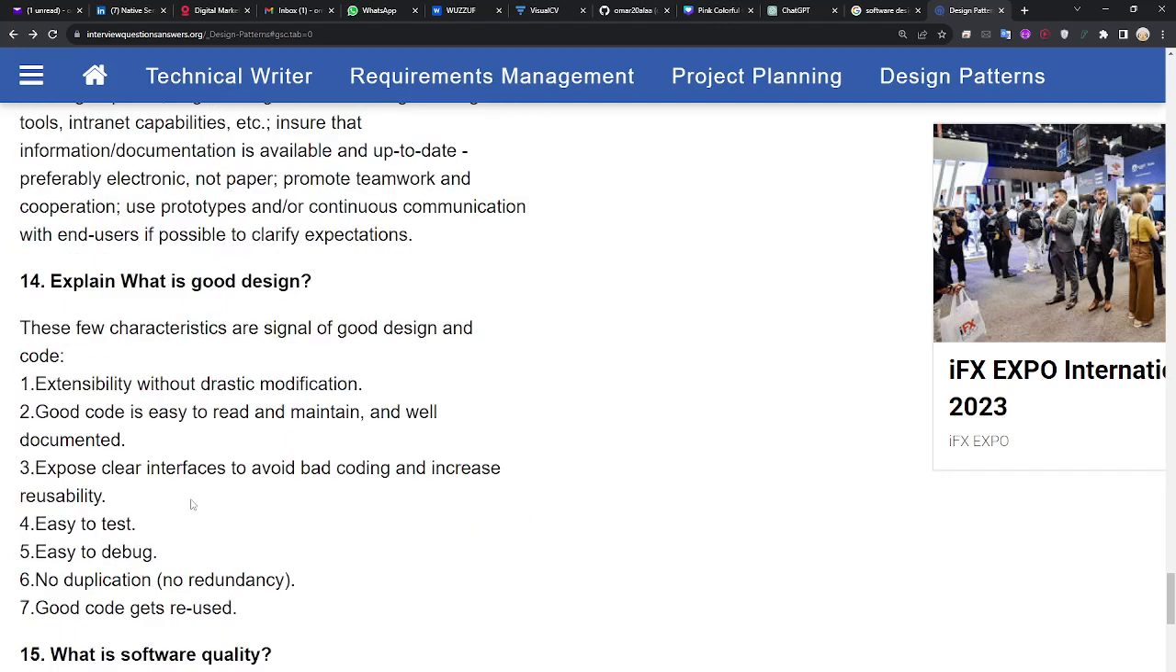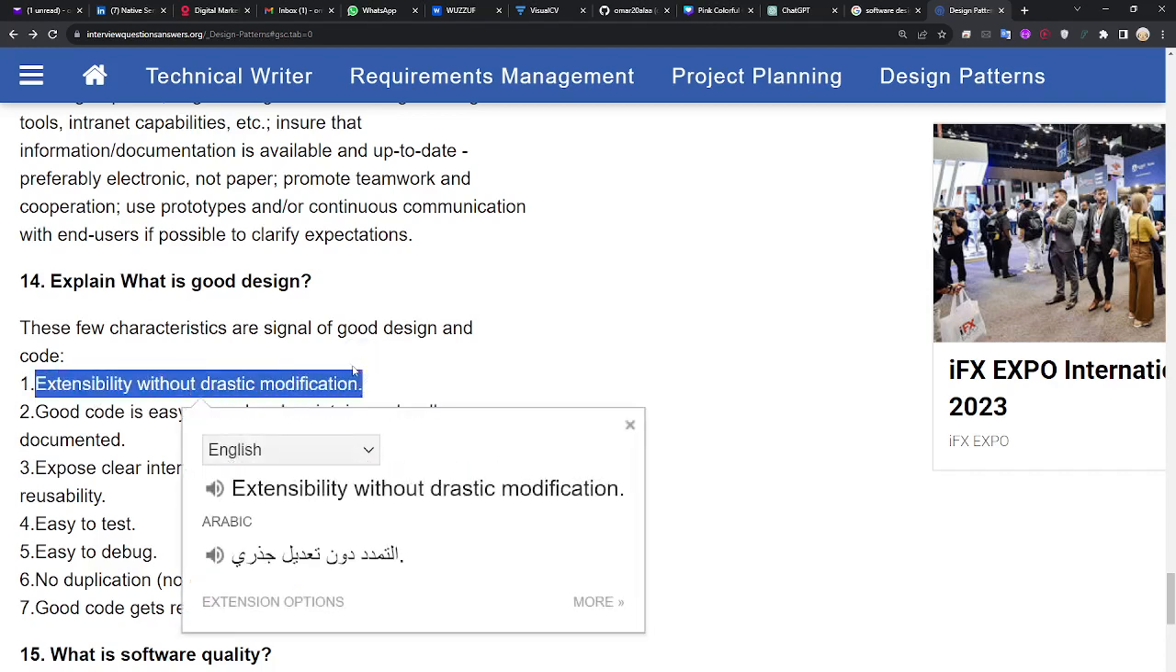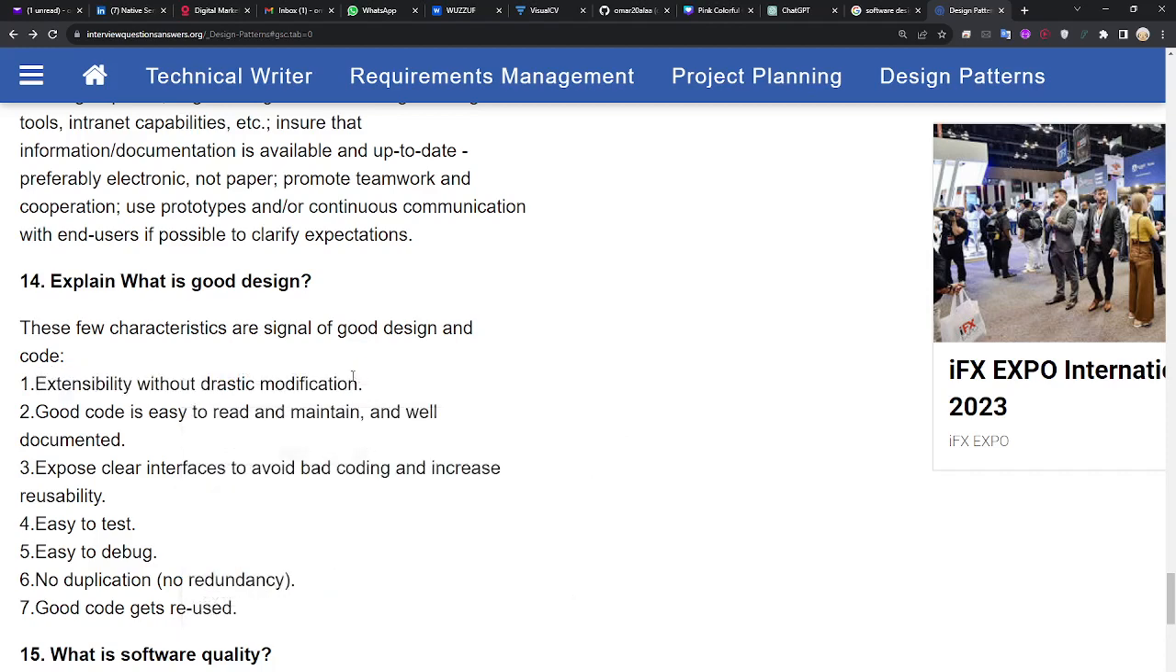Explain what is good design، ايه هو الديزاين الجيد. These few characteristics، الخصائص دي are signals، إشارة of good design and code، ان الديزاين ده كويس والكود. Extendability without drastic modification، انك تتوسع وتزود على الابليكيشن بدون تعديل جذري، انك تغير حاجة بشكل جذري من اولها لاخرها. فده معناه ان هي اتصممت واتكتبت بكود بشكل كويس.